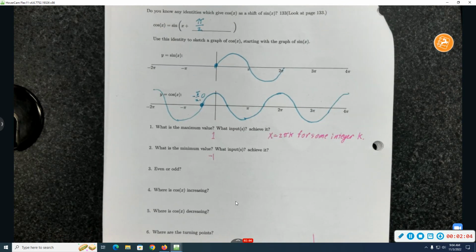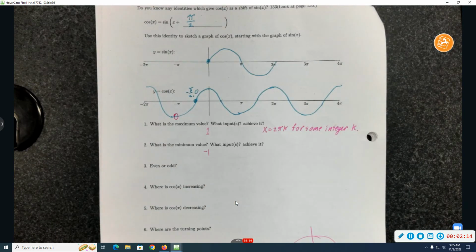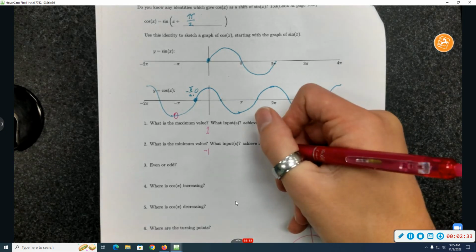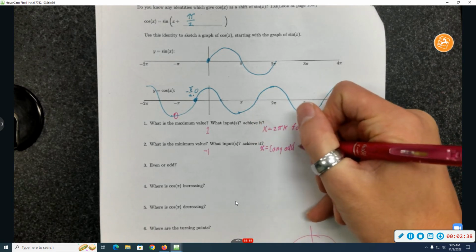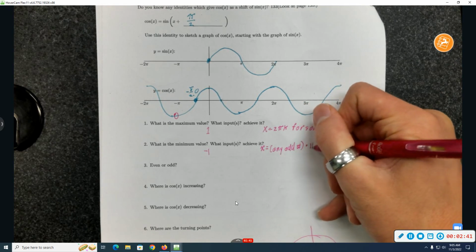What are the inputs that achieve that minimum value? And let's just start listing them. What's one input that does it? Right here, -pi. That does it. What's another input that does it? Another one? 3 pi? Is there some sort of pattern that you see there? It looks like any odd number multiplied by pi should do it. Any odd number times pi.